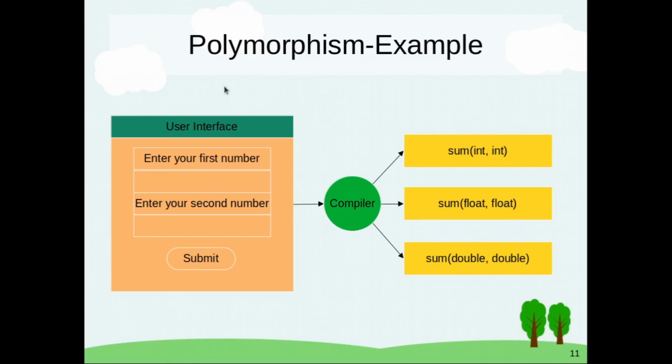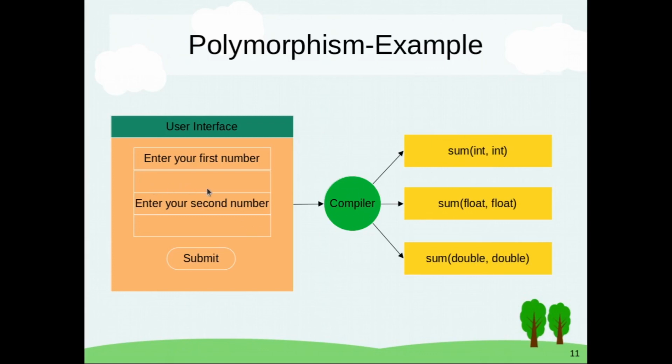This is an example of polymorphism. Let's say we have an interface. This interface tells the user to please enter the first number and the second number. The user may enter integer, float, or double numbers. Then when the user clicks the submit button, these functions will be called, but it is the responsibility of the compiler to decide which function to call.